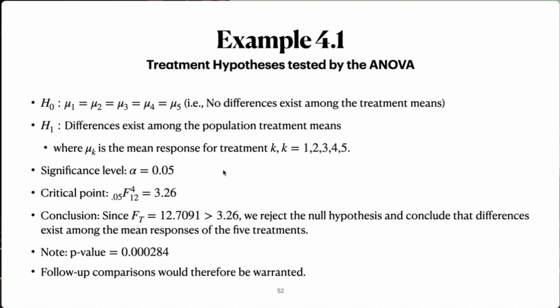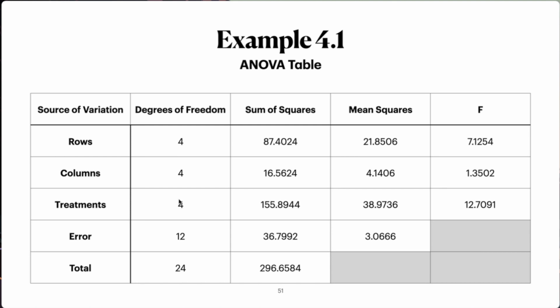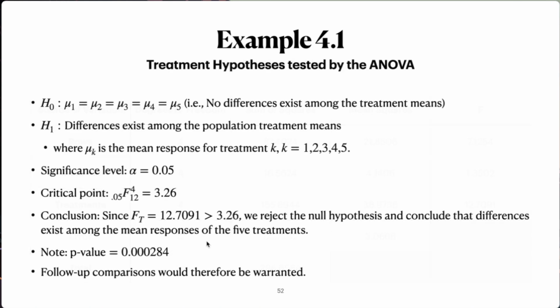All right, we'll use a significance level of 5%, 0.05. In this case, the critical point, let's go back and look at the table. We're focusing on the significance of treatments here. We've got 4 numerator and 12 denominator degrees of freedom, and so the upper fifth percentage point of that F distribution would be 3.26. Since the F statistic for treatments, F sub t, is 12.7091, which is greater than 3.26, we would reject the null hypothesis and conclude that differences do exist among the mean responses for the 5 treatments.